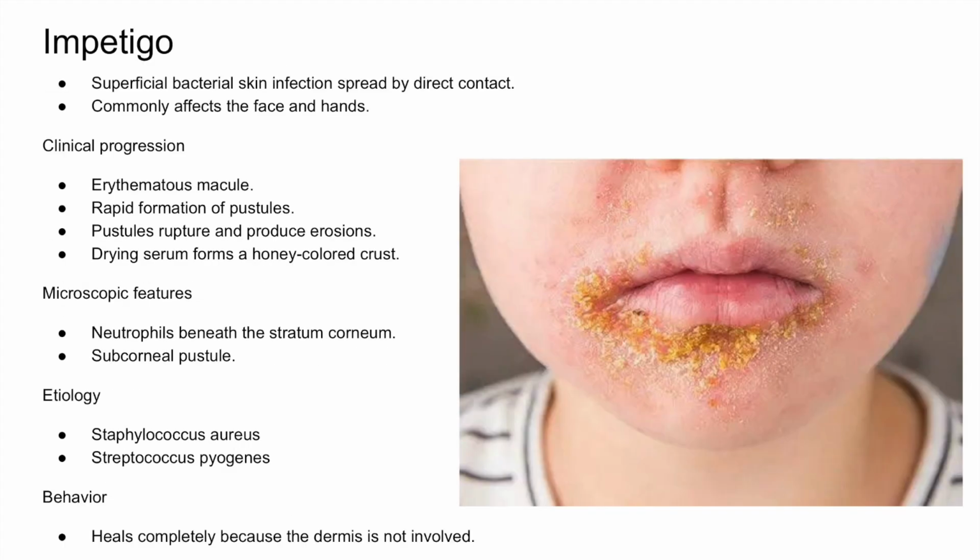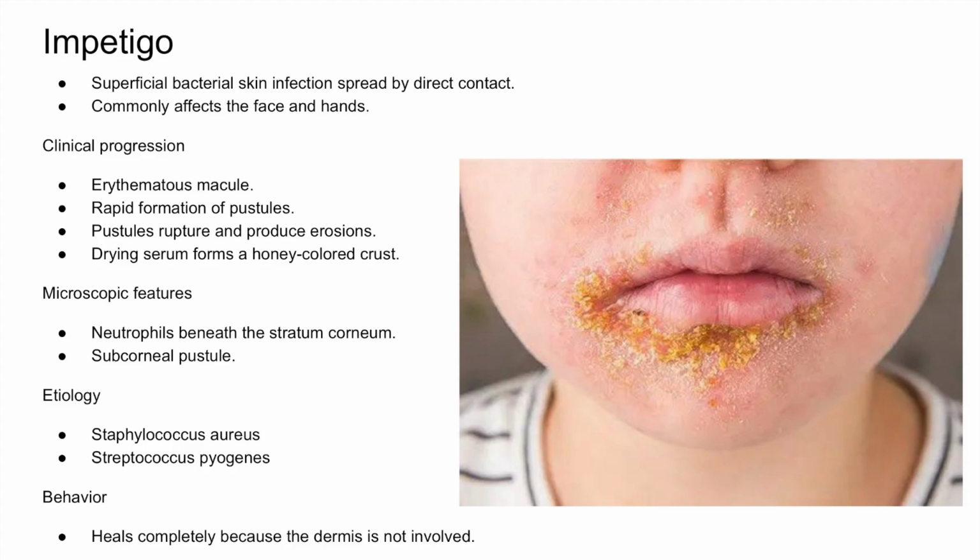So impetigo is a highly contagious superficial bacterial infection that commonly affects the face and hands, especially in children. A lesion typically begins as a red macule and quickly develops into a pustule. And when the pustule ruptures, it leaves a shallow erosion covered by that classic honey-colored crust. The major organisms are Staph aureus and Strep pyogenes.